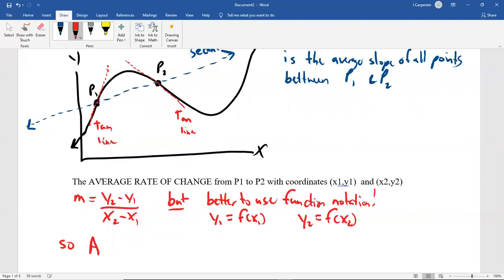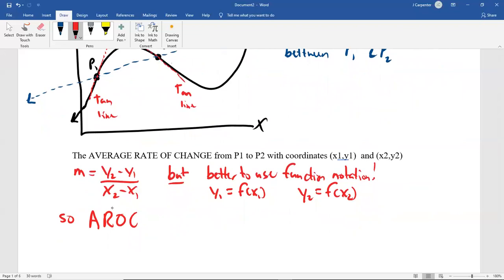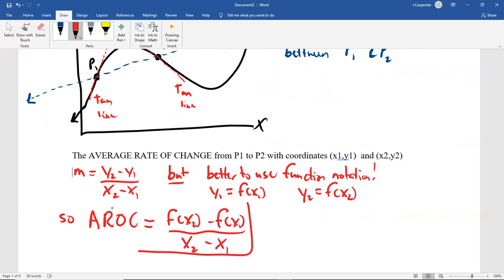So our average rate of change, and this is the formula I stick with, AROC, average rate of change from point 1 to point 2, is f of x2 minus f of x1 over x2 minus x1. This is literally the formula for slope. This was something that was done in pre-calc 1 as well. This is a formula you have to have memorized.